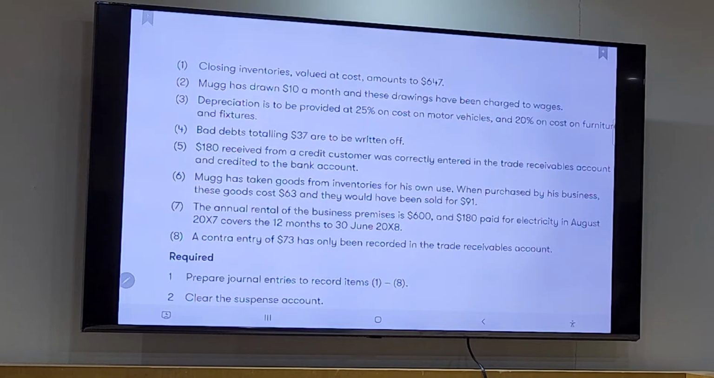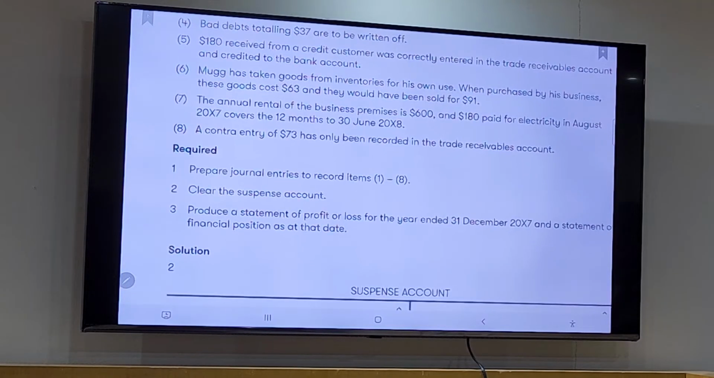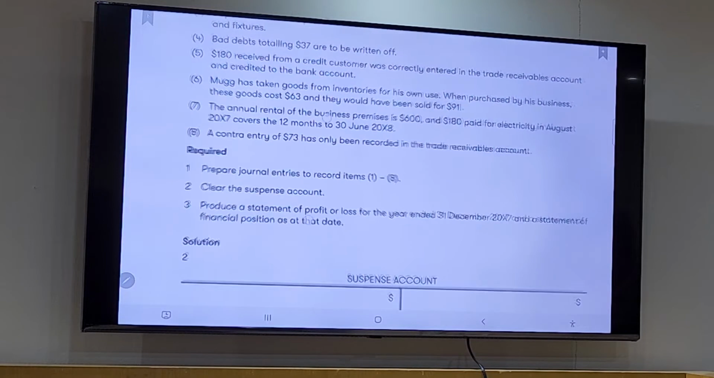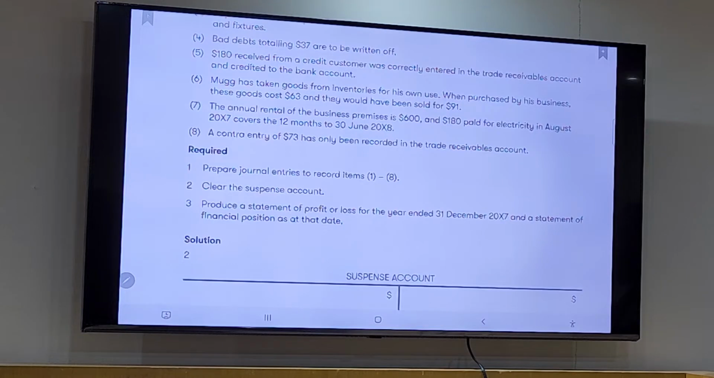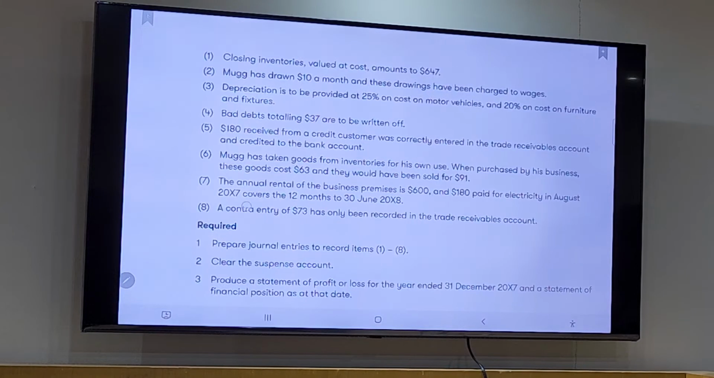Prepare journal entries to record items 1 to 8, clear the suspense account, produce a statement of profit or loss for the year ended 31st December and a statement of financial position as at that date. So quickly let's work out the first journal entries.